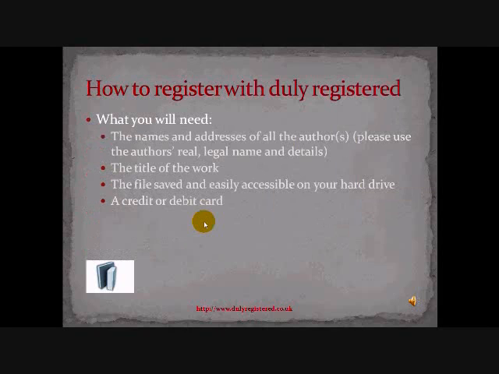How to register with Duly Registered. To register your work, please have the following information before you proceed: the names and addresses of all the author or authors. Please note to use author's real legal name and details. You'll also need the title of the work, and you'll also need the file saved and easily accessible on your hard drive. Finally, you'll need a credit or debit card to make payment for registration.